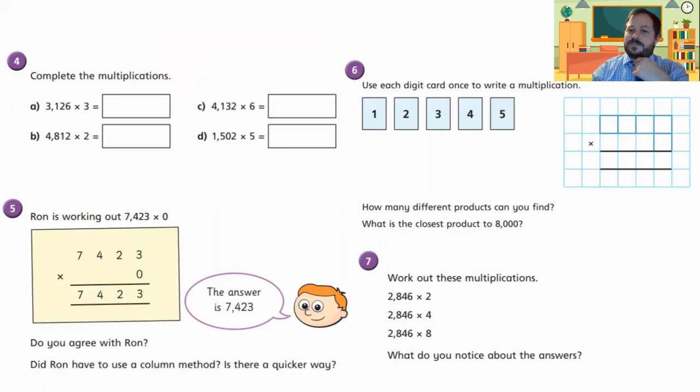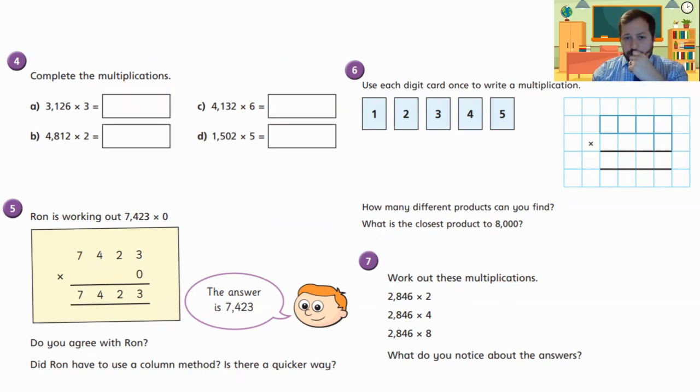So have a go yourself. We've got our first couple of calculations using any method you like, 4 digits by 1. We've got Ron thinking he's done his sum. Do you agree with him? Did you think he had to use the column method? Was there a quicker way, and what's the real answer?